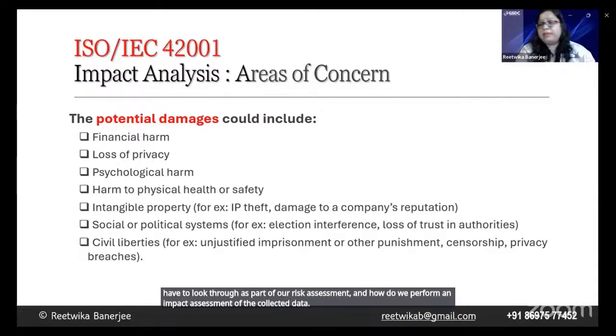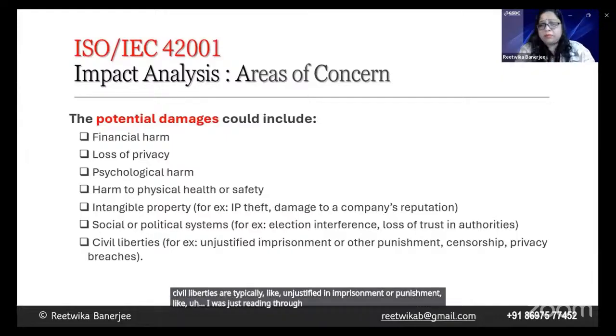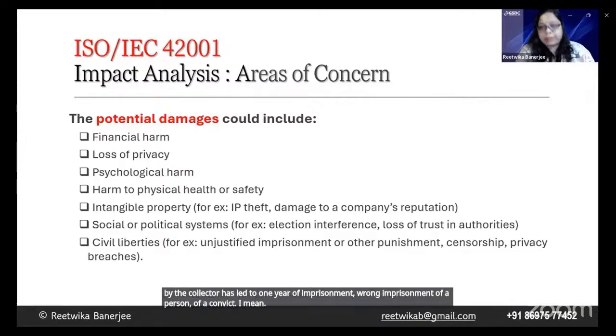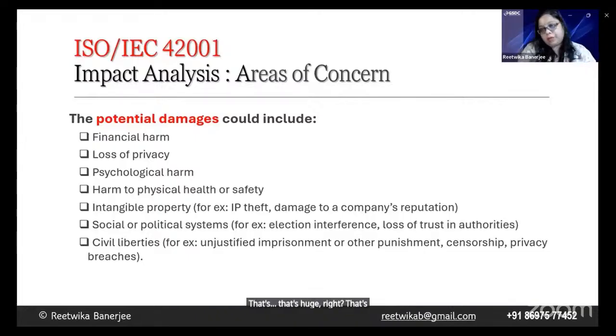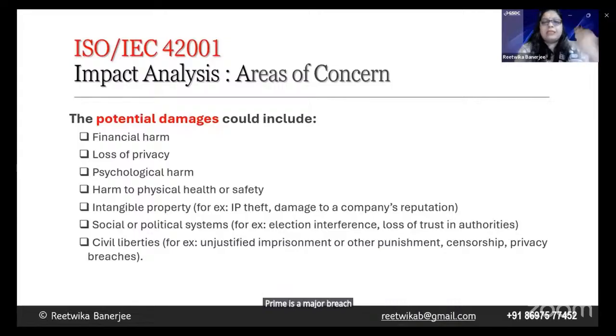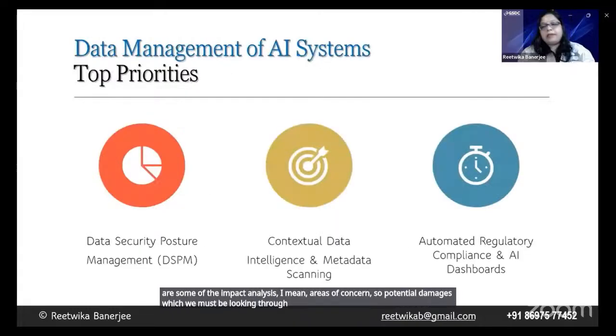Civil liberties are typically things like unjustified imprisonment or punishment. I was just reading one of the news articles a couple of days back, where a typing error by the collector led to 1 year of wrong imprisonment of a person, a convict. I mean, that's huge, right? That's a huge breach. We can't tolerate this. So with ISO 42001, this would be taken up as a crime. It's a major breach. A lot of penalty will be attached to that. So these are some of the impact analyses, or areas of concern or potential damages, which we must look through when we are preparing our risk assessment charter.